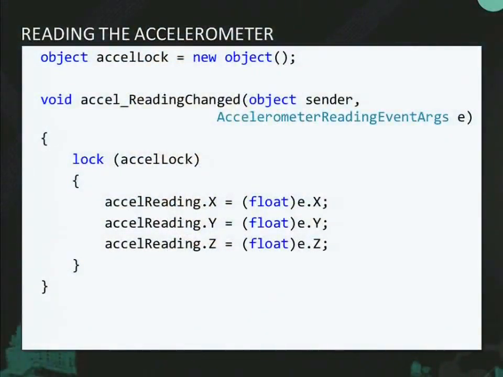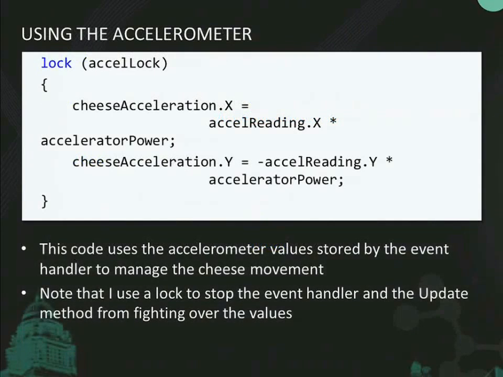Okay? So the idea here is that I'm going to lock onto this stuff, and so while I'm doing this, I can't be interrupted. And when I want to get the values back, I just do another lock. And so here, I get the acceleration for the X and the Y values of my cheese. I've got more cheese in the game. Of my piece of cheese, I get from that vector.